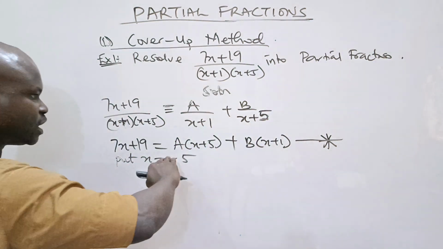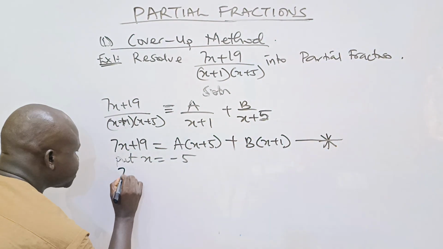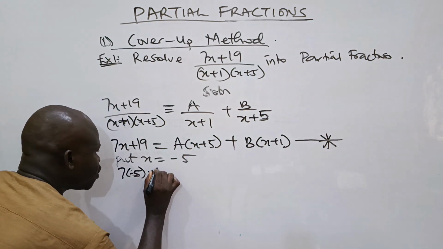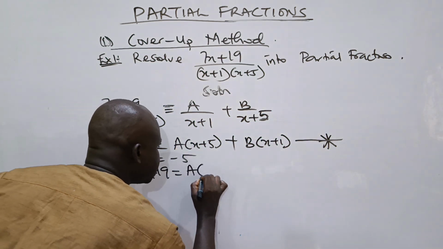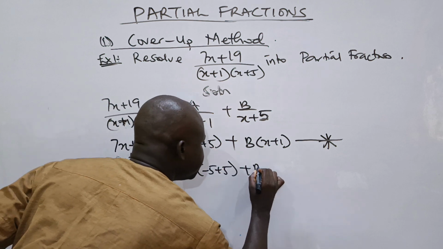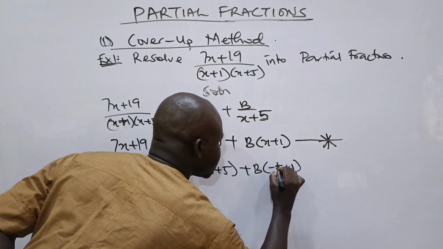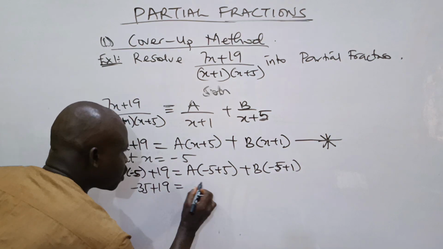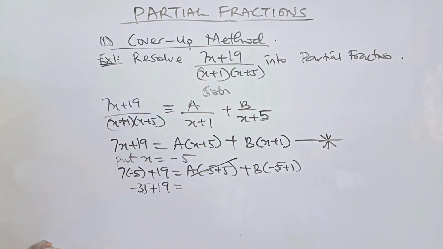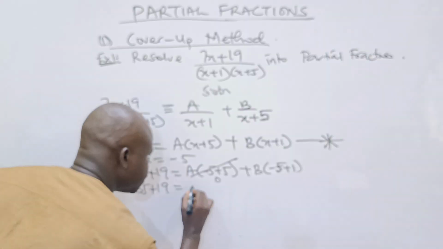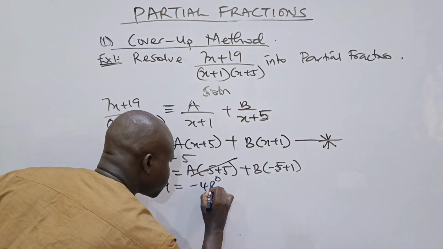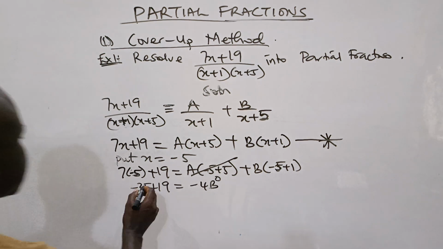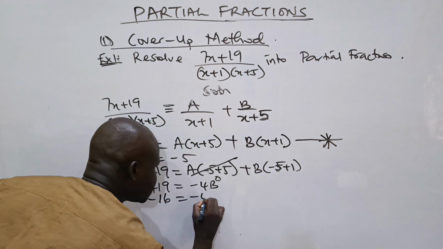If x is equal to minus 5 on this straight line, then I'm going to have 7 into bracket minus 5, plus 19, equal to A into bracket minus 5 plus 5, plus B into bracket minus 5 plus 1. So here we have minus 35 plus 19. Minus 5 plus 5 is 0, so everything here will vanish. We are going to get 0 here, and at the end of the day we'll be left with minus 4B. Minus 35 plus 19, that's minus 16, is equal to minus 4B.